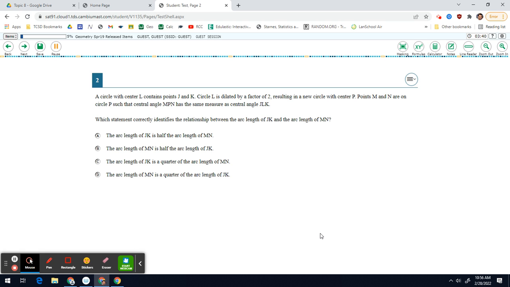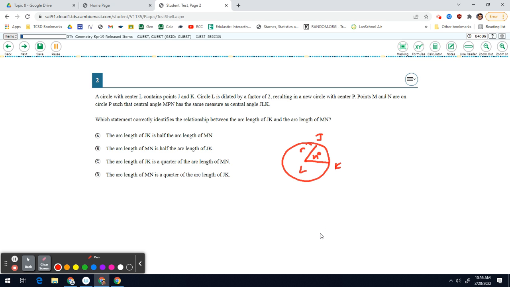So this is a mashup of topic 7 with similarity and dilations and topic 10 on arc length. So let me draw these pictures, right? So circle L, points J and K. So here's circle L, and let's call J right there. And let's go K right there, right? It has a radius R and a central angle, let's call it N degrees.